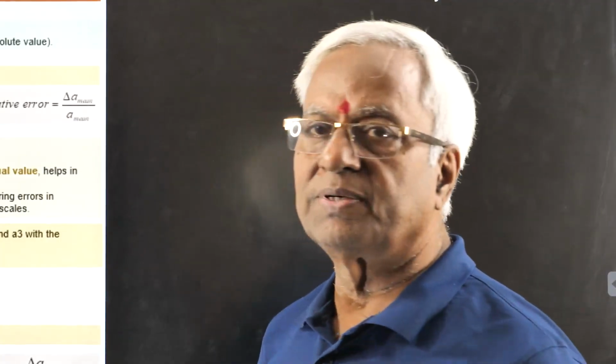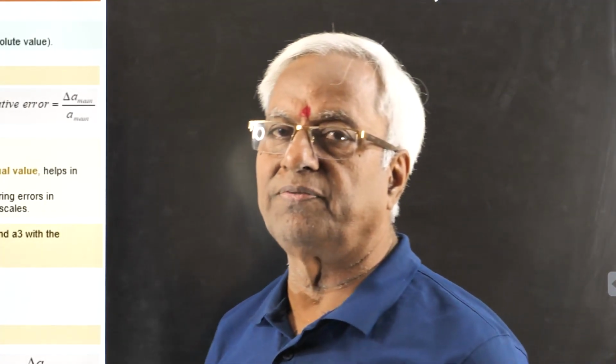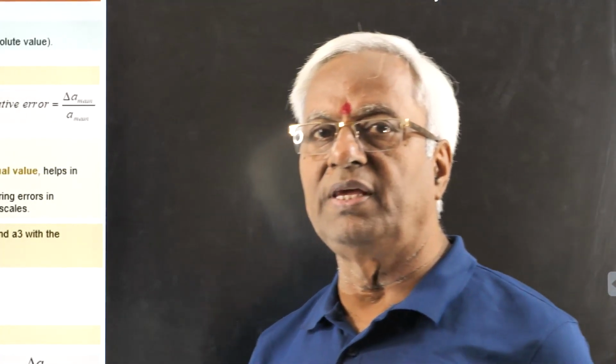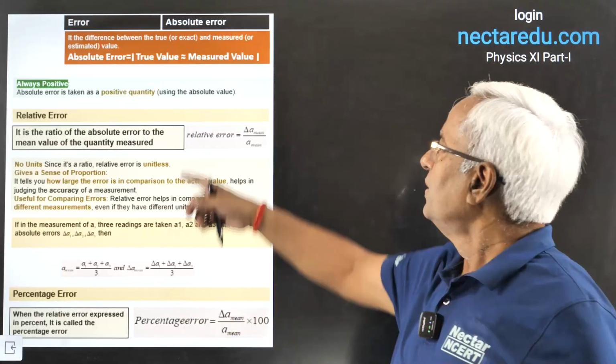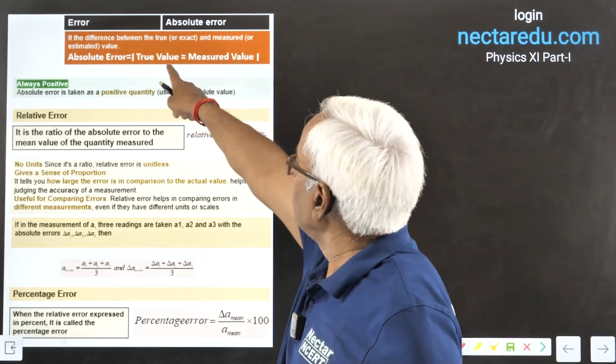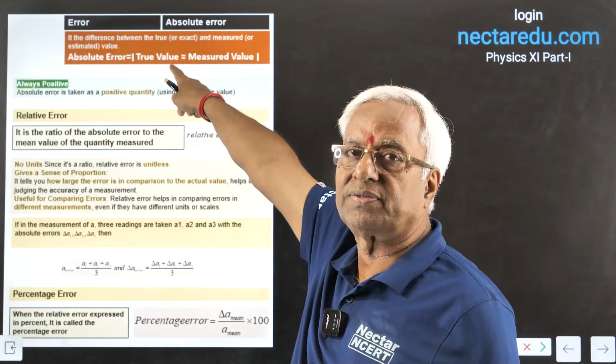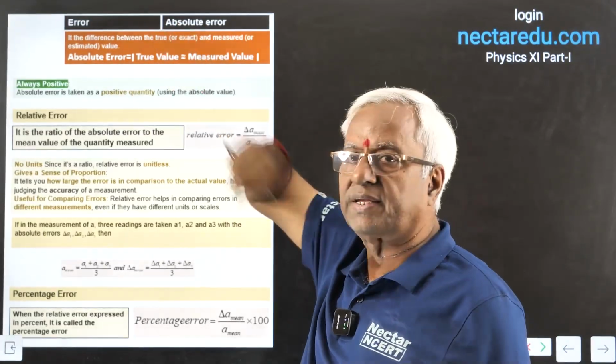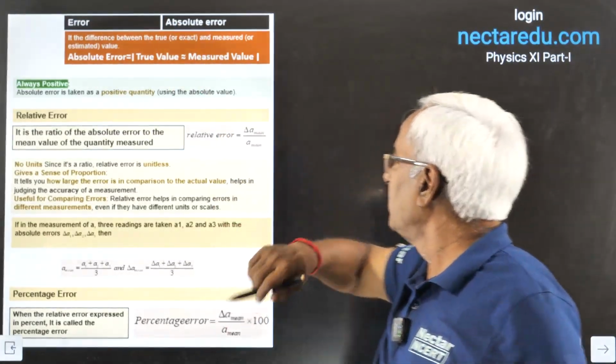Doesn't matter whether the error is positive or negative, but when we call it absolute, it has to be positive only. That's why you see we have noted down here the difference. Difference means it's always taken to be positive only.